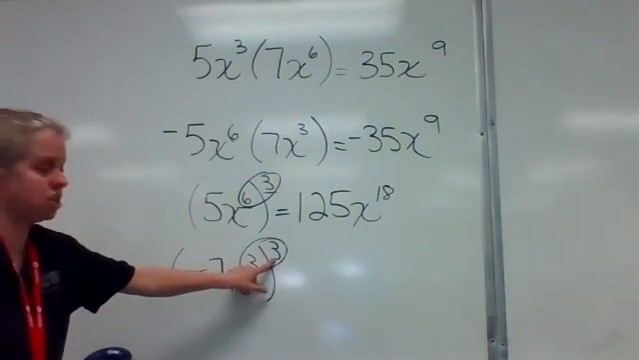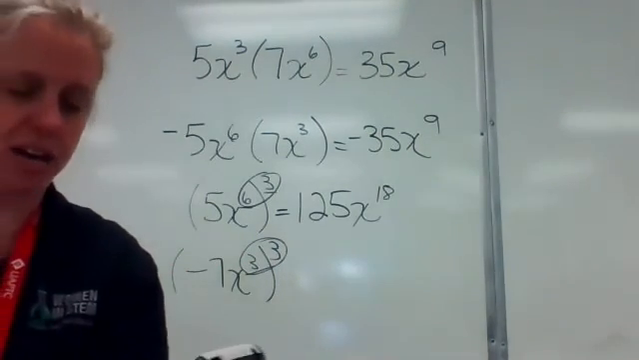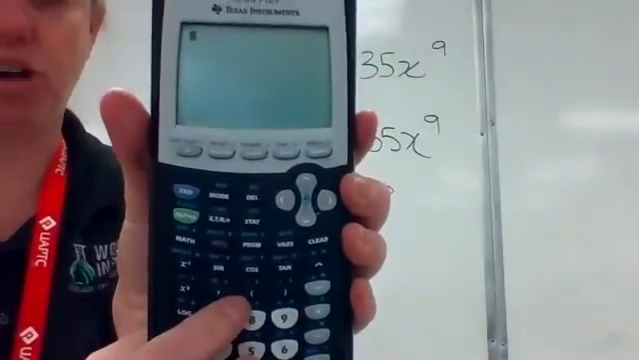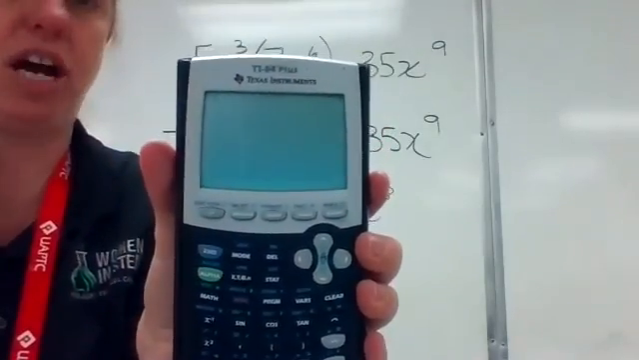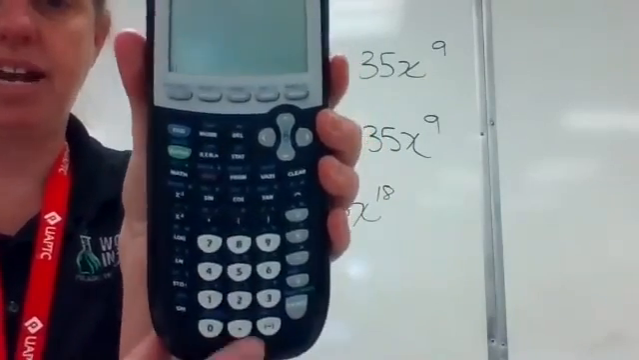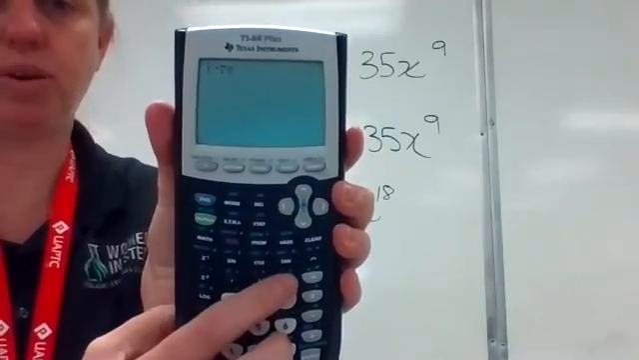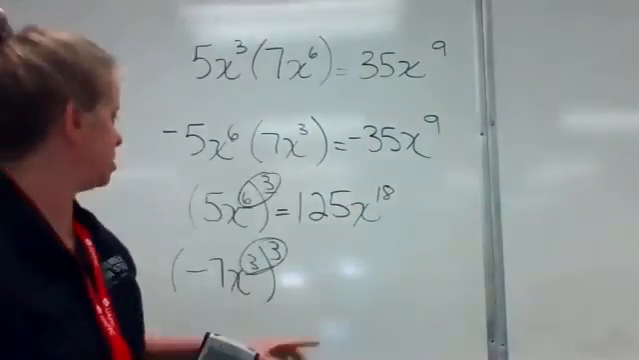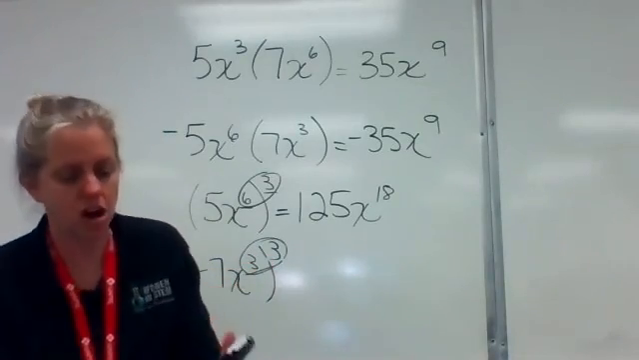But negative 7 is also to the third power. If you wanted to type that in your calculator, if you're doing a negative in parentheses, it needs to be in parentheses here also. So open parentheses, negative 7, close parentheses. So what power am I raising that to? To the third power. Negative 7 to the third power.